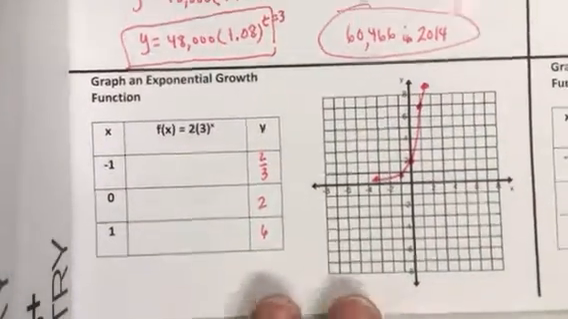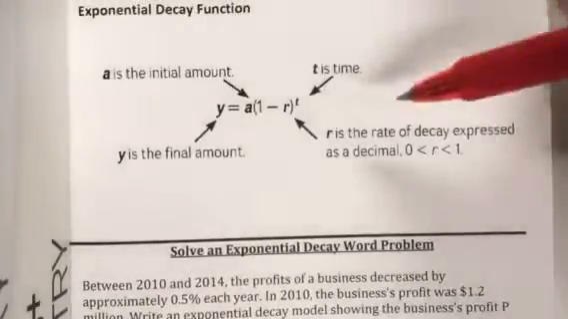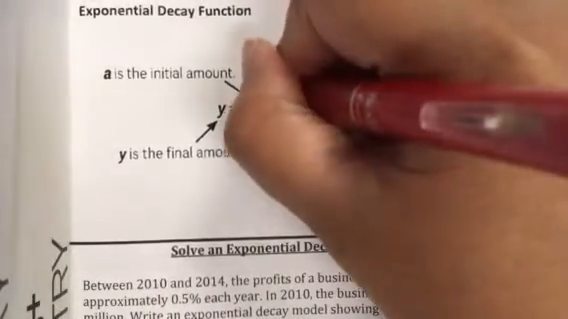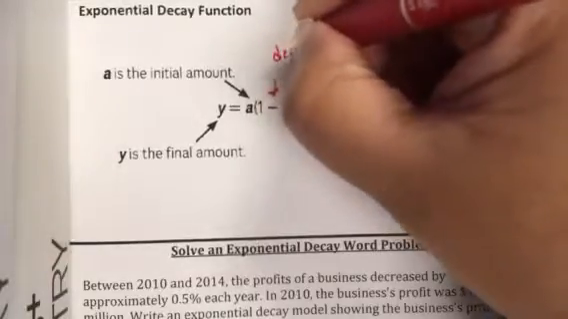All right, so that's exponential growth. Let's talk about exponential decay. Exponential decay is very similar with the exception of the minus sign. This signifies the decay.